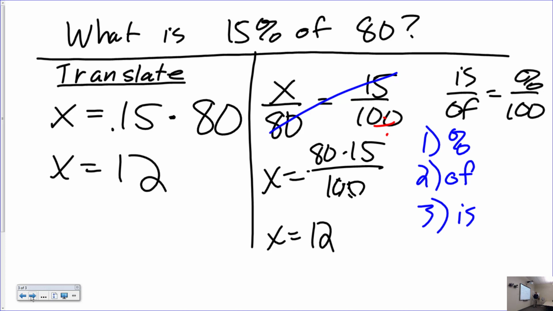Okay? Not too bad? Why can't we just do 80 multiplied by 0.15? We did, right here. That's the translate. That's fine. You can do that. What I'm saying is this technique or that technique, whichever one you're happier with. Okay?